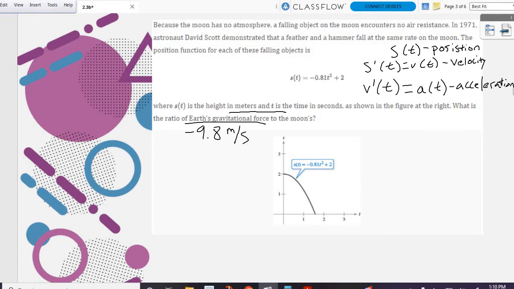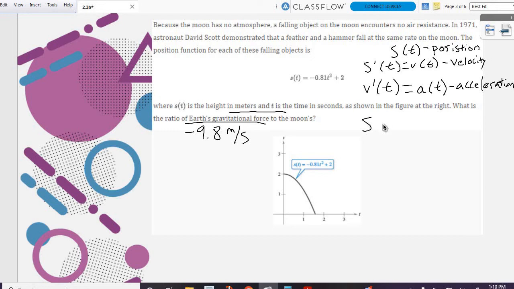How would I find that then for my moon? I need to take the second derivative of that. But we can't just go from our position function to the second derivative. What do we have to do first? Take the first derivative.